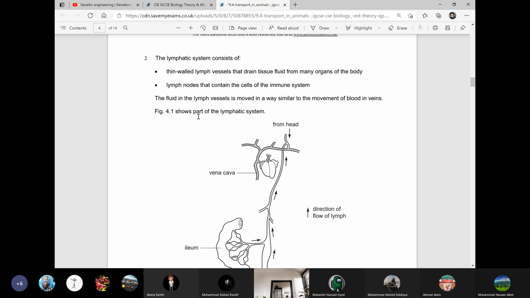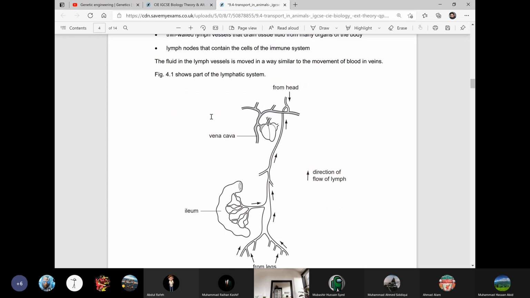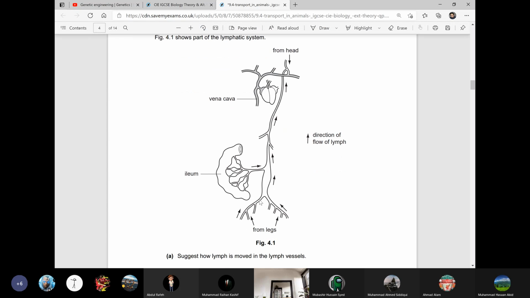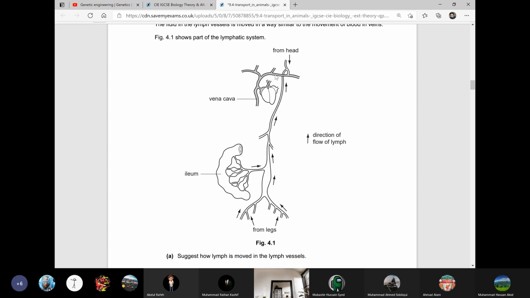Figure 4.1 shows part of the lymphatic system. You can see these are the lymph vessels from the legs. These are the lymph vessels from the digestive system joined together. This is the lymph vessel and it is pouring the lymph from the lower body and the upper body into this blood vessel. I have taught you that this blood vessel is the subclavian vein, right?